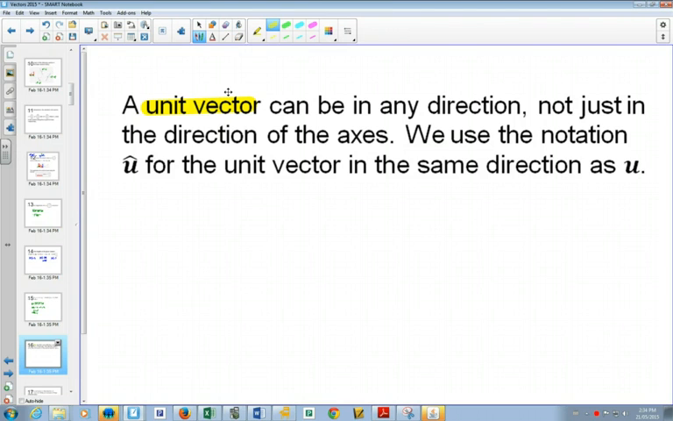Because sometimes you have a vector, you like its direction, but you want to do something else with it. You want to make it longer, you want to make it shorter. So you find the unit vector, and then once you have a unit vector, if you want to make it a length of 3, you could just times your unit vector by 3.